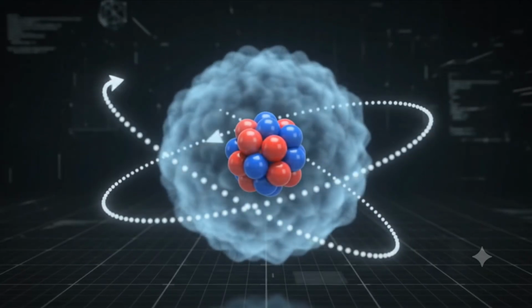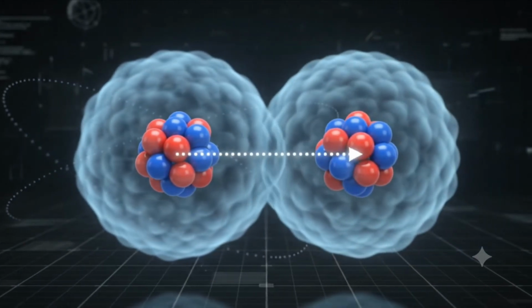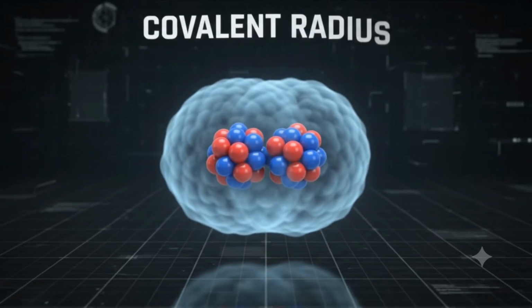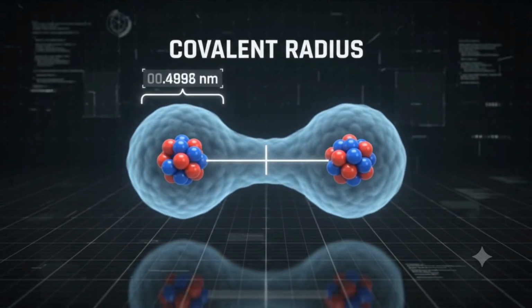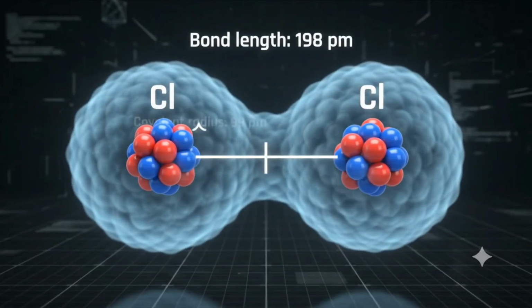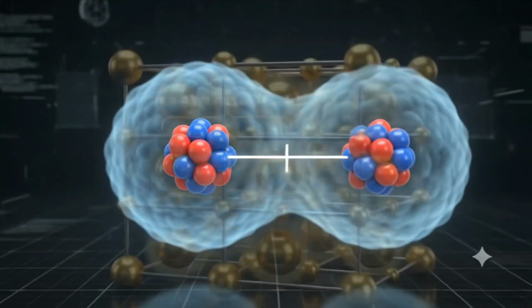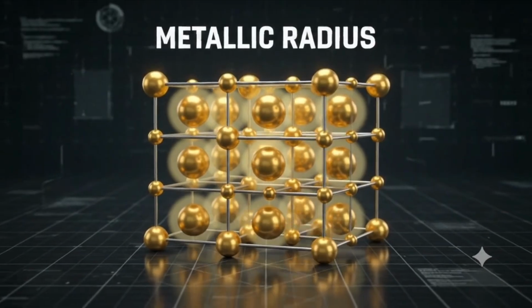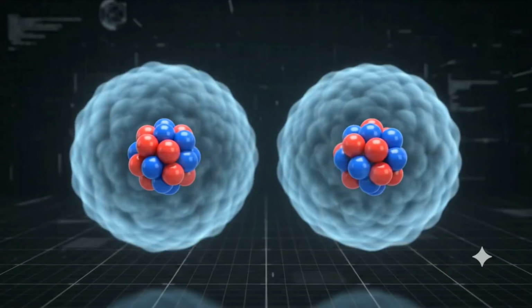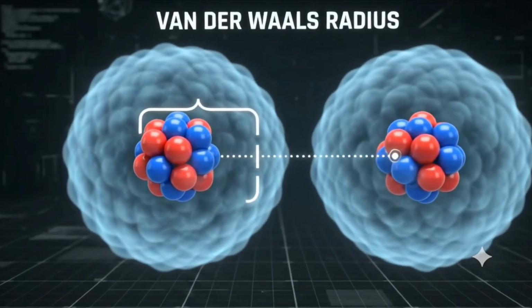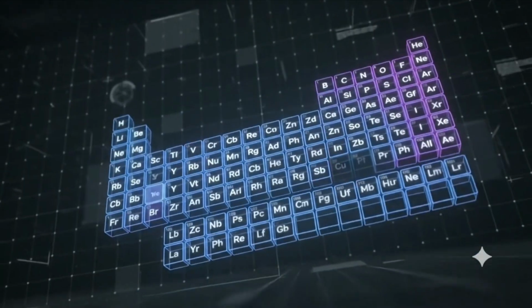Because we cannot directly see this boundary, atomic radius is usually determined from distances between the nuclei of two identical bonded atoms. For example, in Cl2, half of the Cl–Cl distance gives the covalent radius of chlorine. For metals, we can use metallic radius, based on the distance between neighboring metal atoms in a metallic crystal. For non-bonded neighboring atoms, we use the van der Waals radius, which is generally larger than the covalent radius.